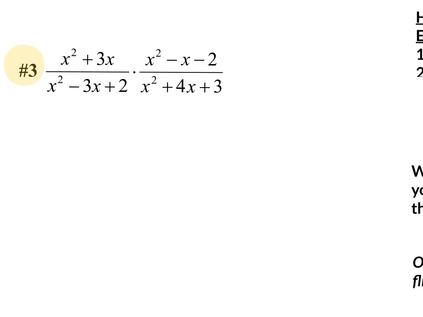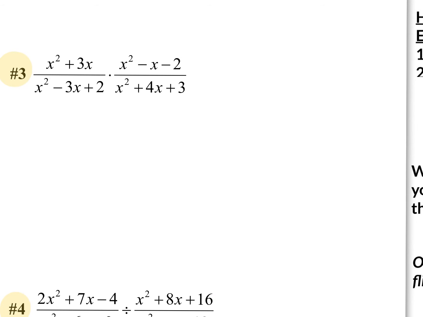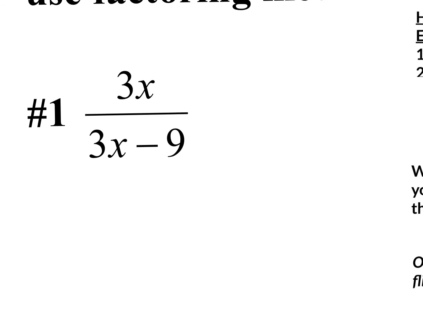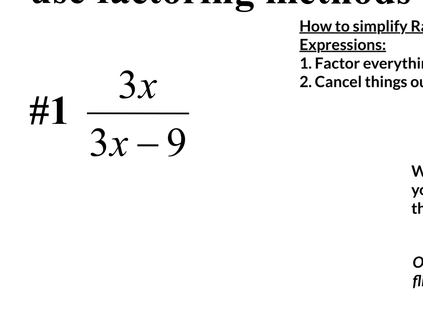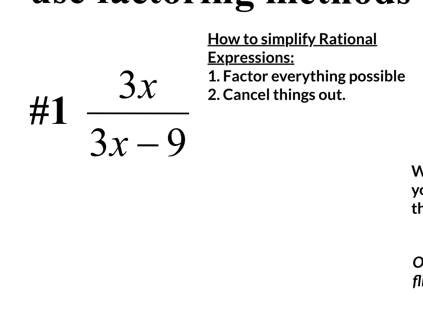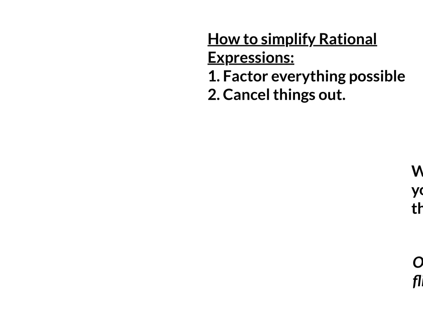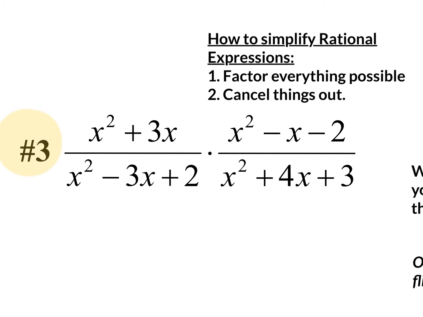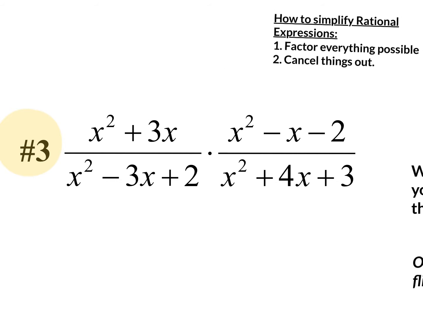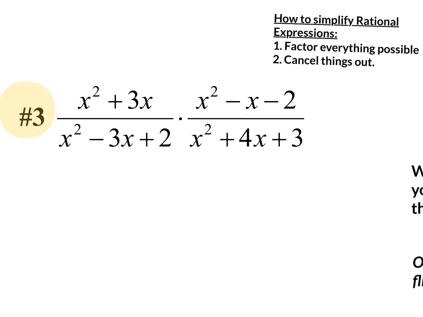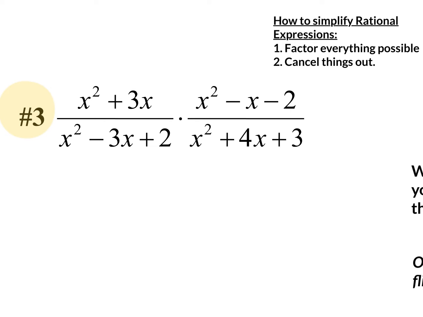You see, on 3 and 4, we actually have 2 fractions, and we are multiplying them and dividing them, okay? So what's the difference between having 1 fraction? How do we solve that? We would factor everything possible and then cancel things out. How are we going to do this one? Same thing. We're going to factor everything possible and then cancel things out, okay? So there's nothing new to the lesson. There's just a couple more things to factor.